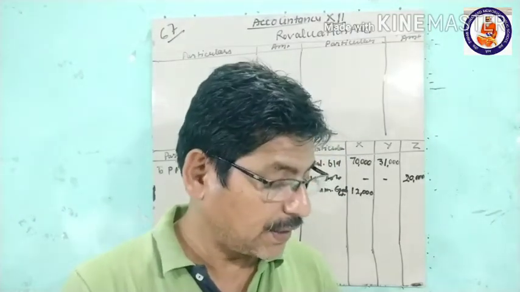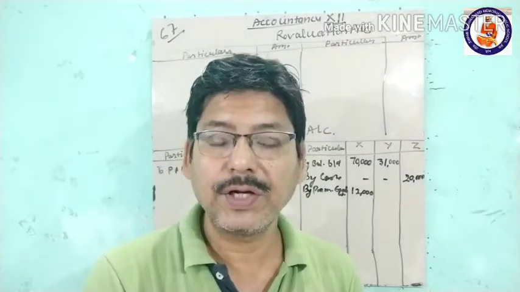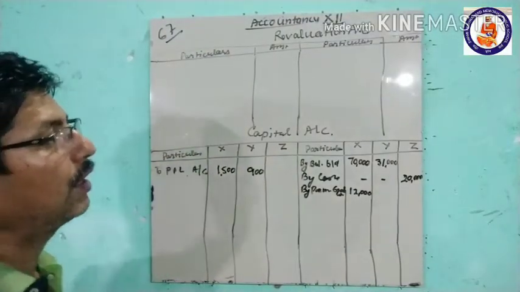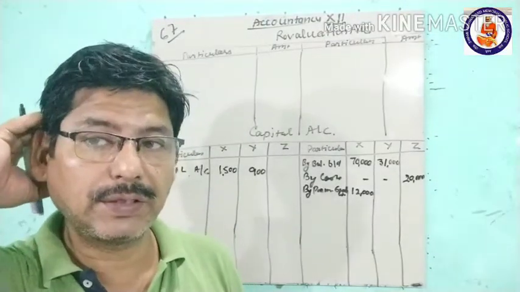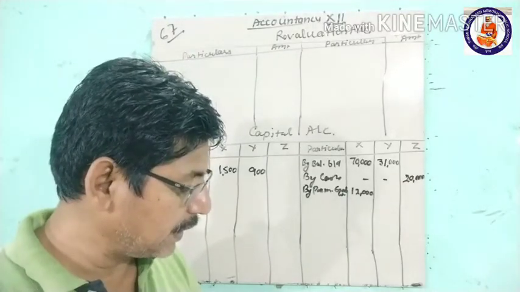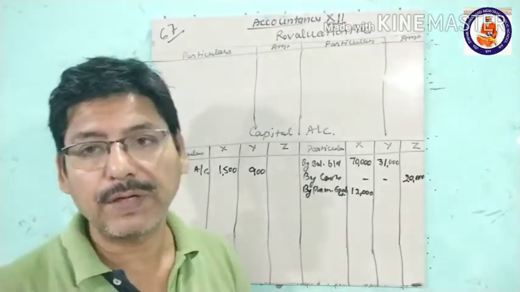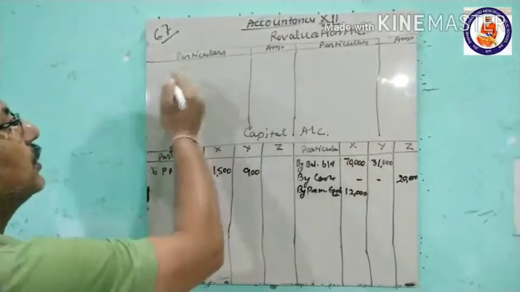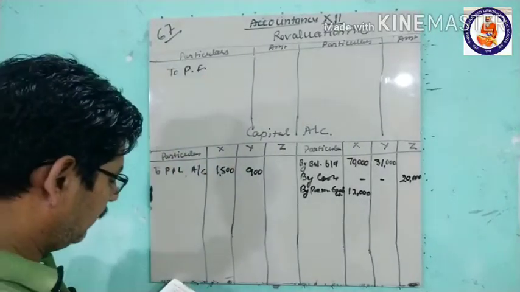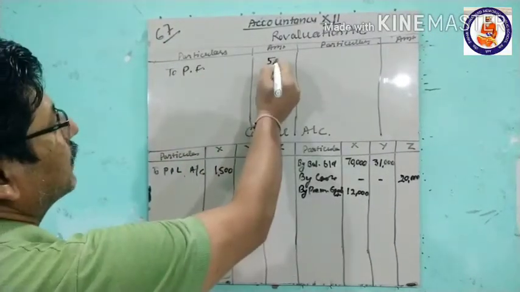Revaluation also made employees provident fund liabilities to be increased by 5,000. So employees provident fund now it will be arranged from the revaluation account. So what is the journal entry? Revaluation account will be debited with that. And this employees provident fund is the liability. So liability is increased, so liability when increased are credited. So revaluation account debit to provident fund. Provident fund liability is increased by 5,000.